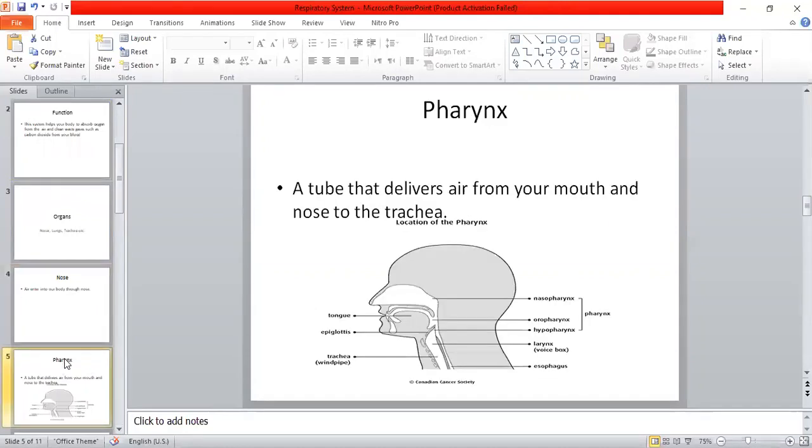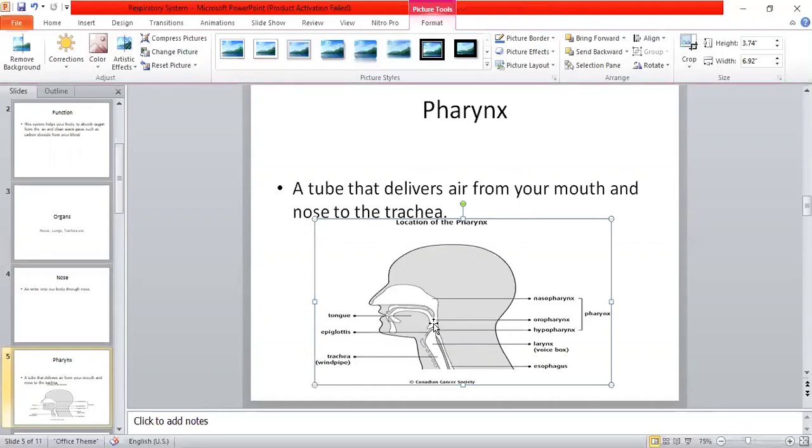Then air from the nose enters into the throat. I'm showing you the throat area. This area is called the pharynx. Pharynx is a tube that delivers air from the nose and the mouth to the trachea. Pharynx is between the nose and the trachea.